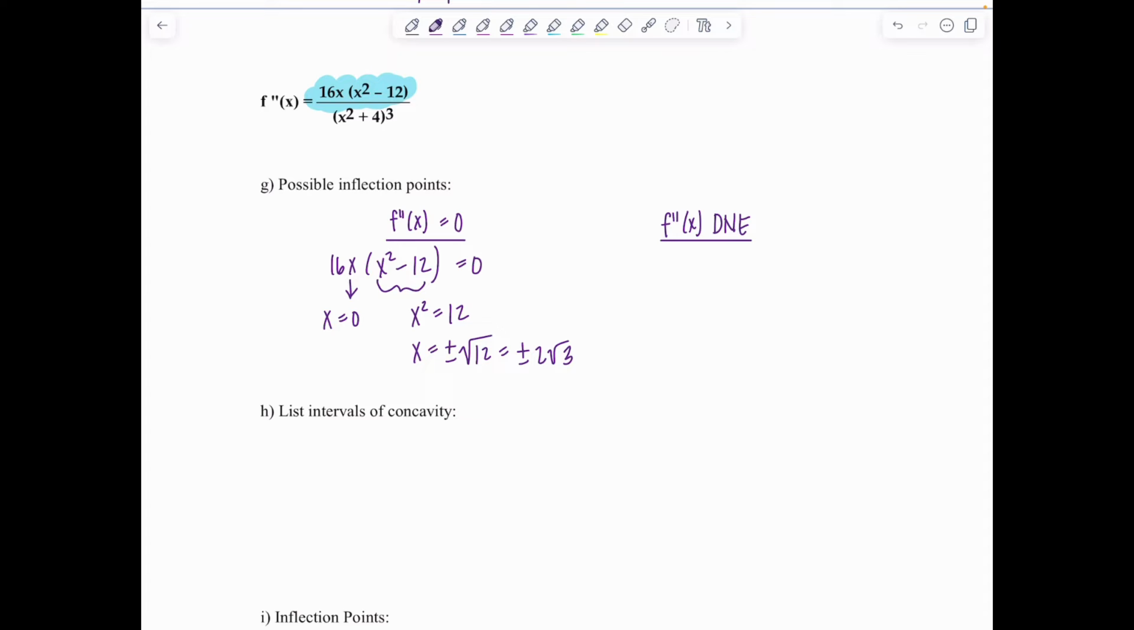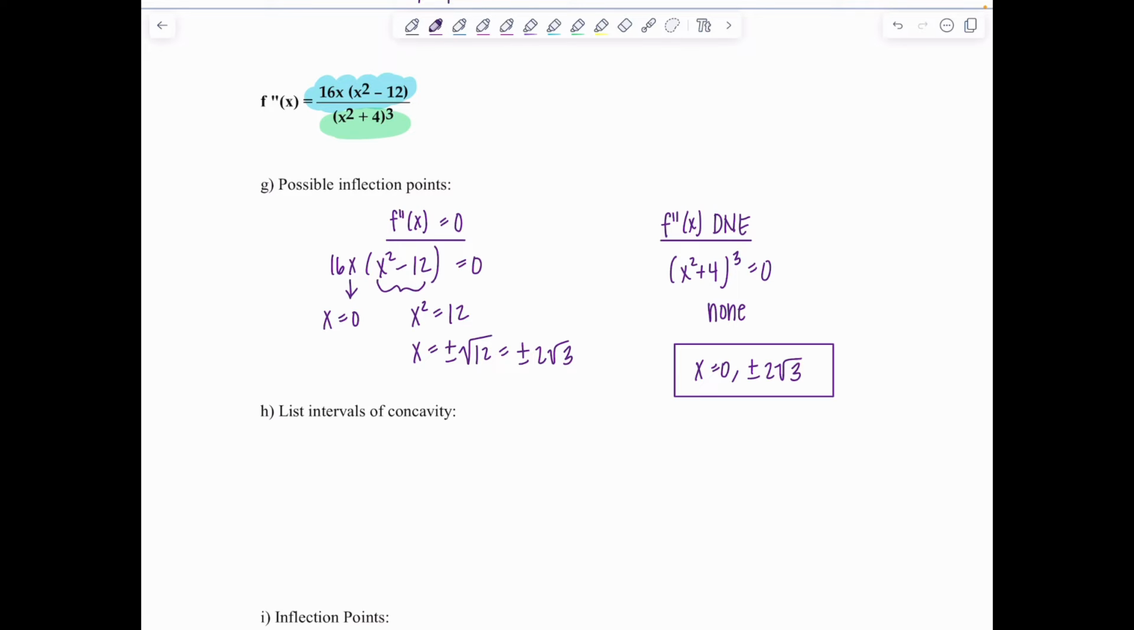F double prime of x doesn't exist when the denominator is 0, when (x squared plus 4) cubed is 0. But remember we said x squared plus 4 doesn't have any real zeros, so this doesn't apply for this function. So I have 3 possible inflection points, x equals 0, and then plus or minus 2 rad 3. Okay, good. Now we're going to list the intervals of concavity.